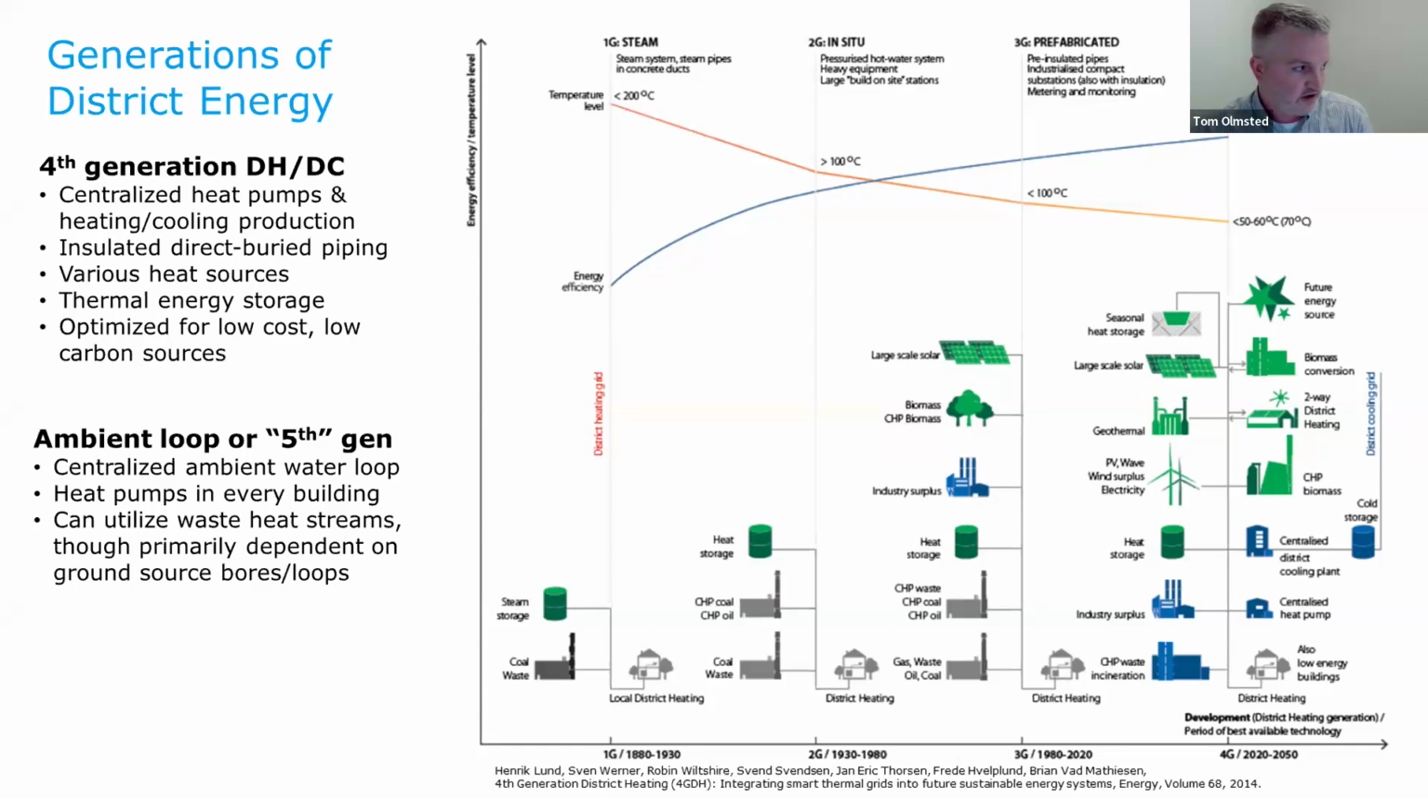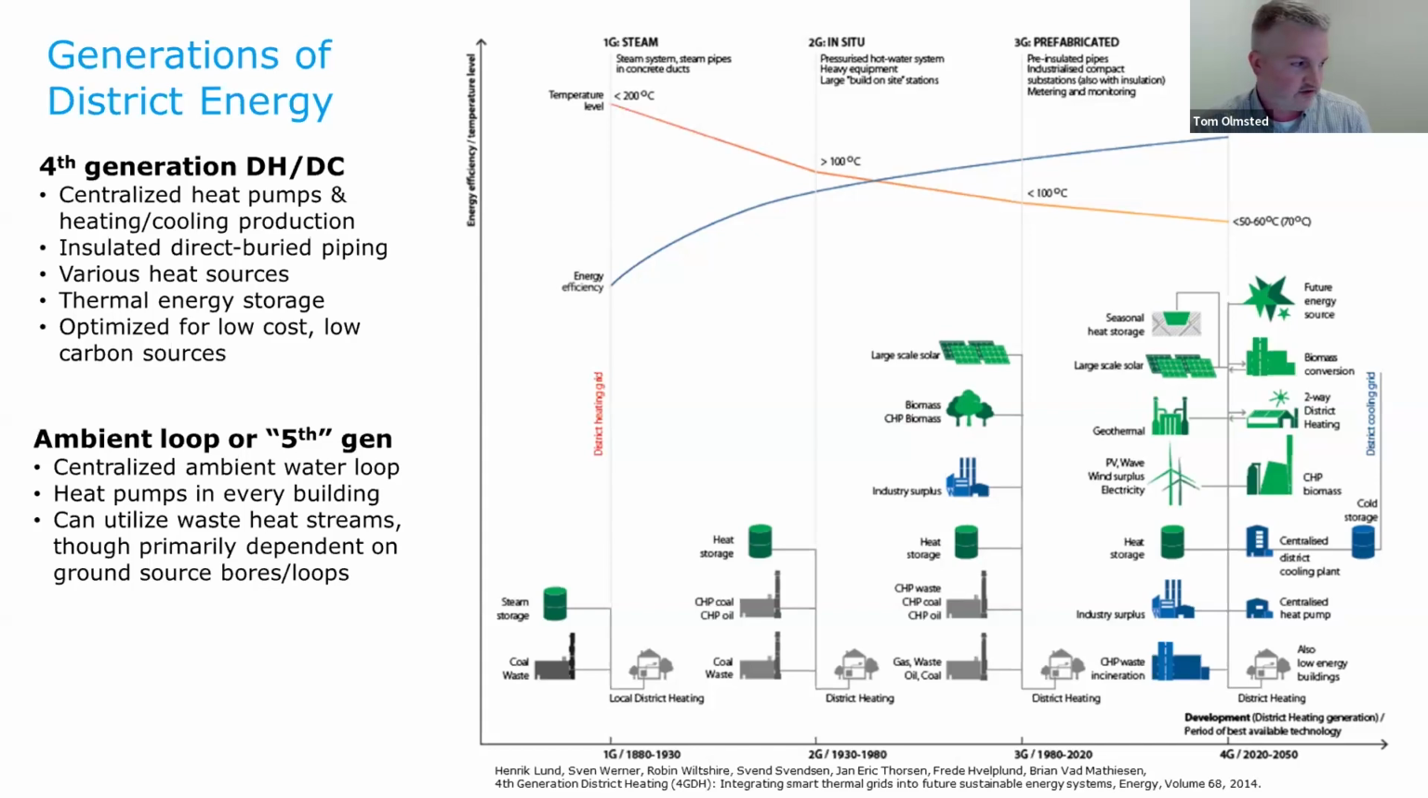heating and cooling system. Attributes of a fourth generation system: centralized heat pumps for heating and cooling, various other types of heat sources used, geothermal, wastewater, data centers, that sort of thing, incorporating thermal energy storage, and optimized for the lowest cost, lowest carbon per BTU.